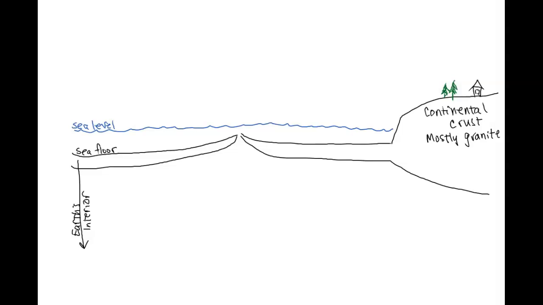So the ocean floor we call ocean crust, or oceanic. And the rock that makes up the ocean crust is called basalt. And one of the reasons it's important to note these different types of rock is that they have different densities. So it turns out that the ocean crust rock, basalt, is more dense than what the continent is made of, the granite material.